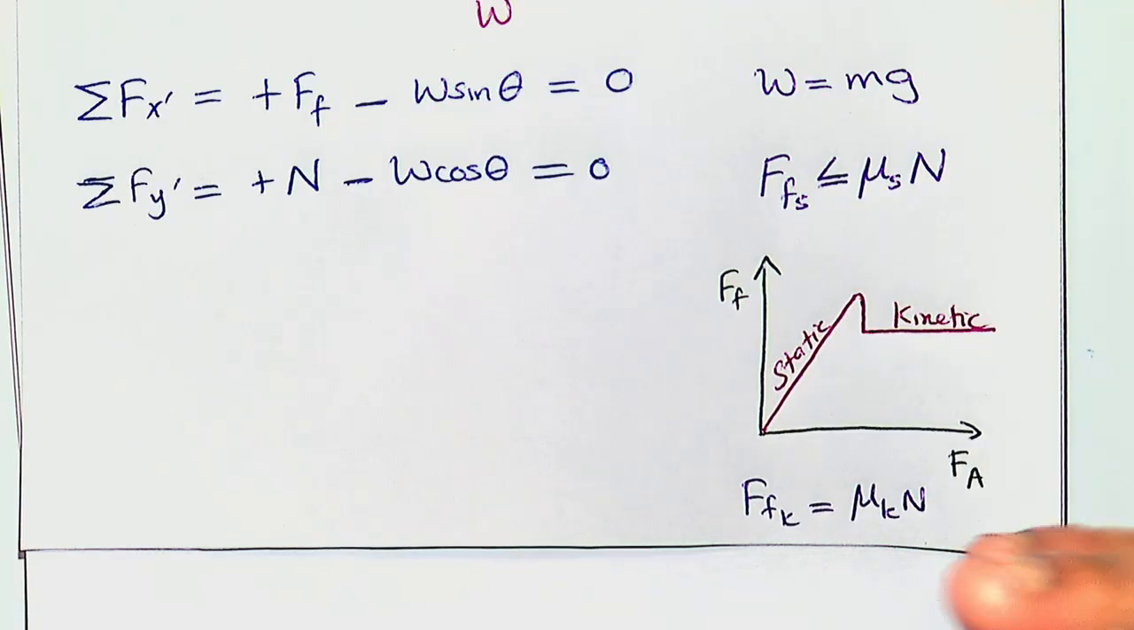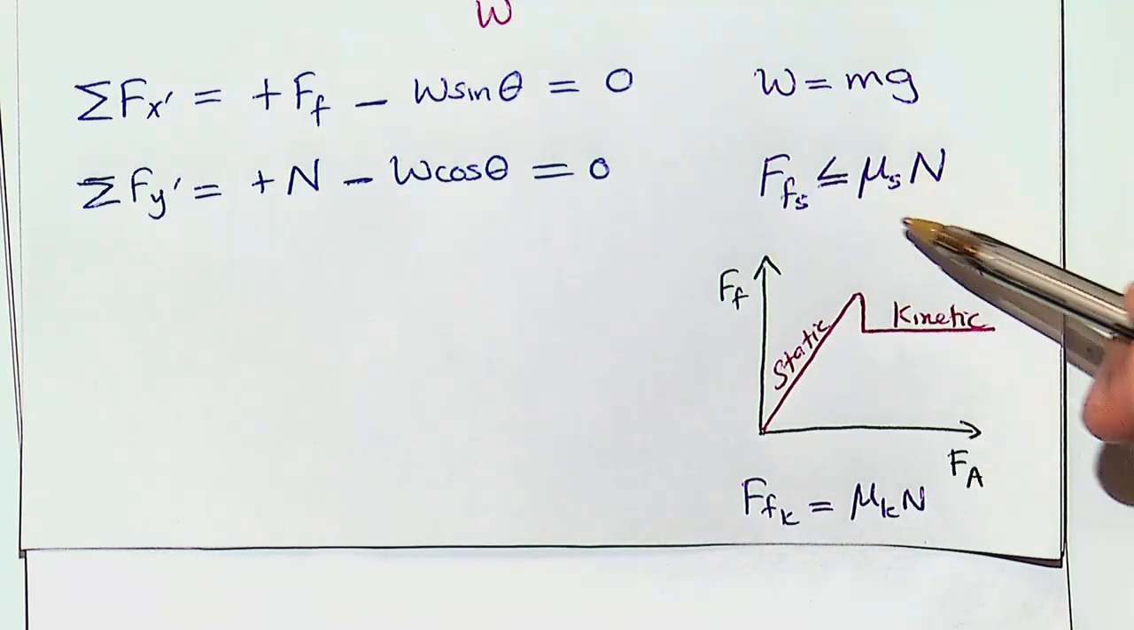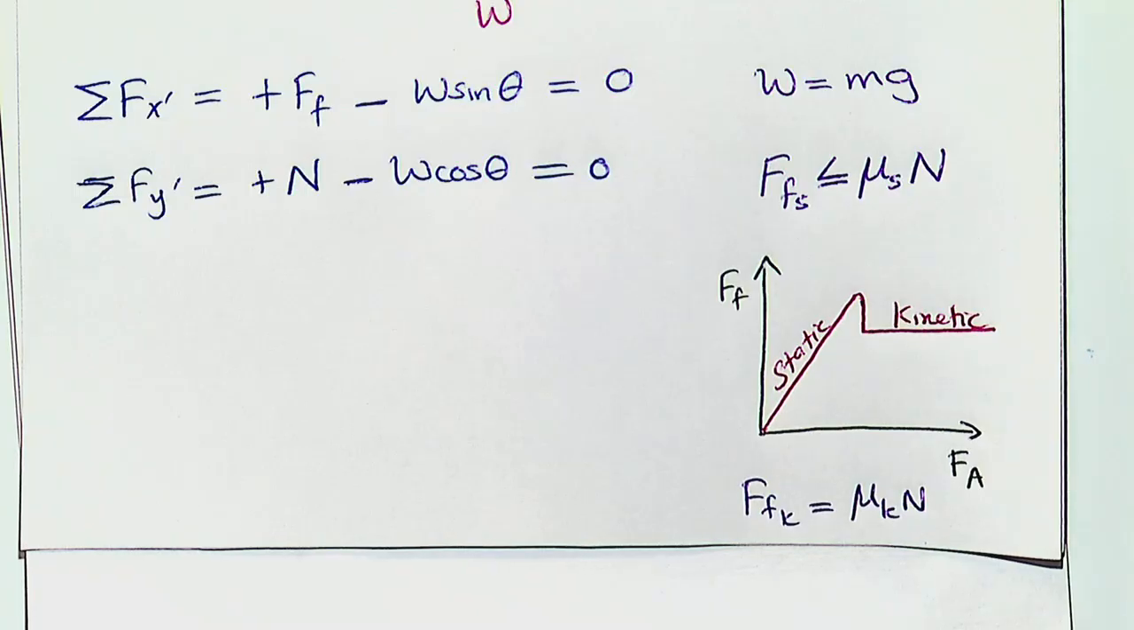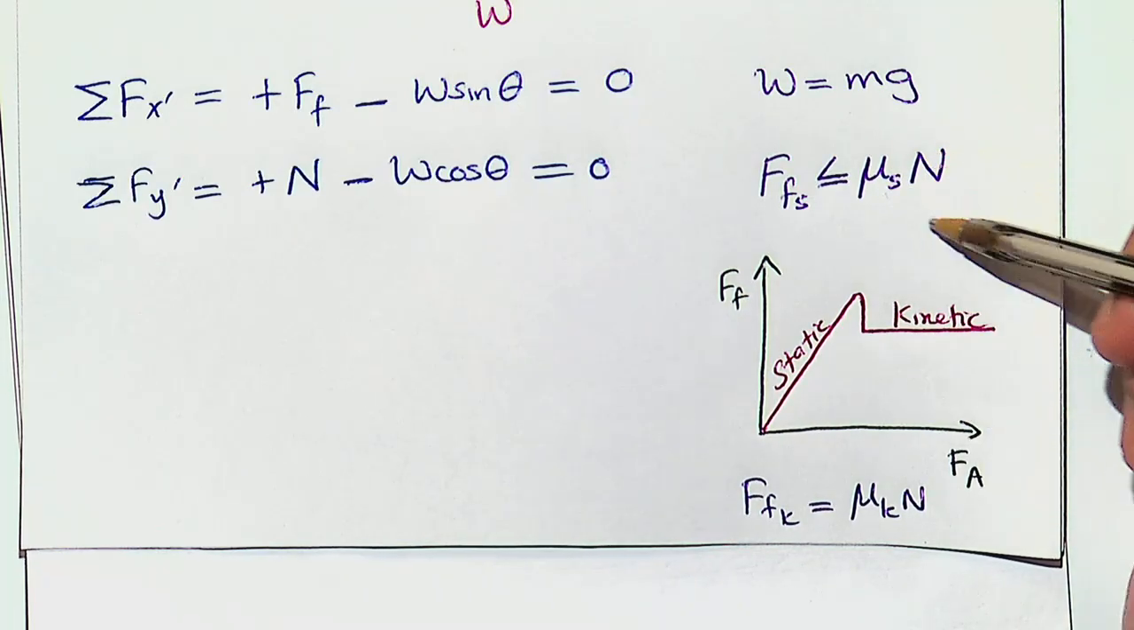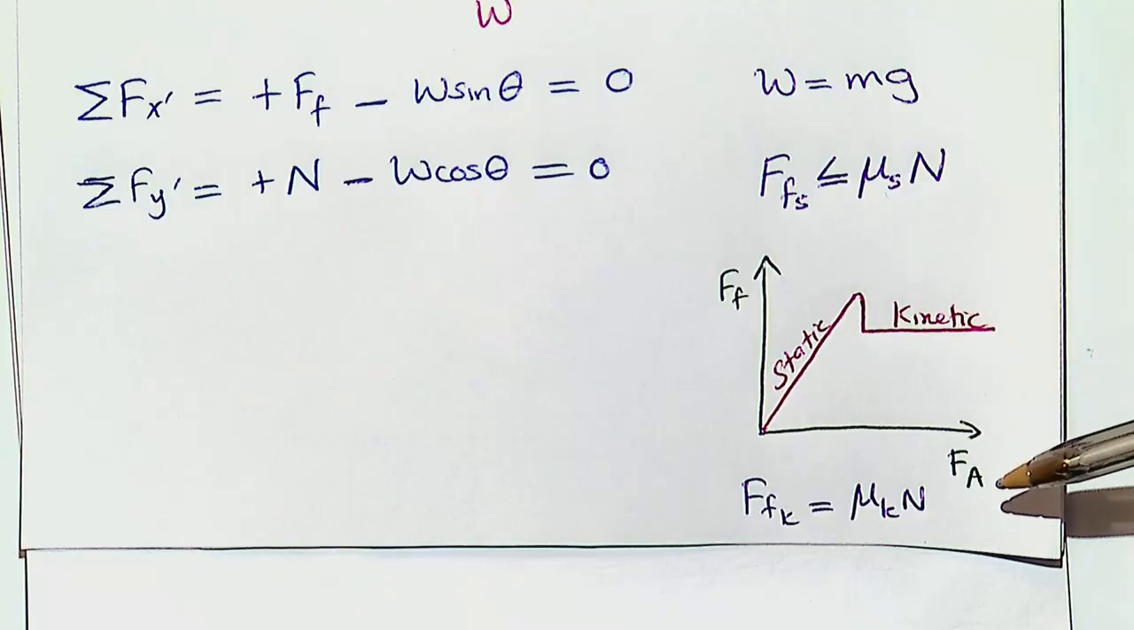So different materials that are in contact with each other will have different coefficients of friction. In a typical physics problem, this will be given to you, but in the real world, you would look this up on a table. Somebody would have done experiments against the material you're interested in, and you look up the coefficient.